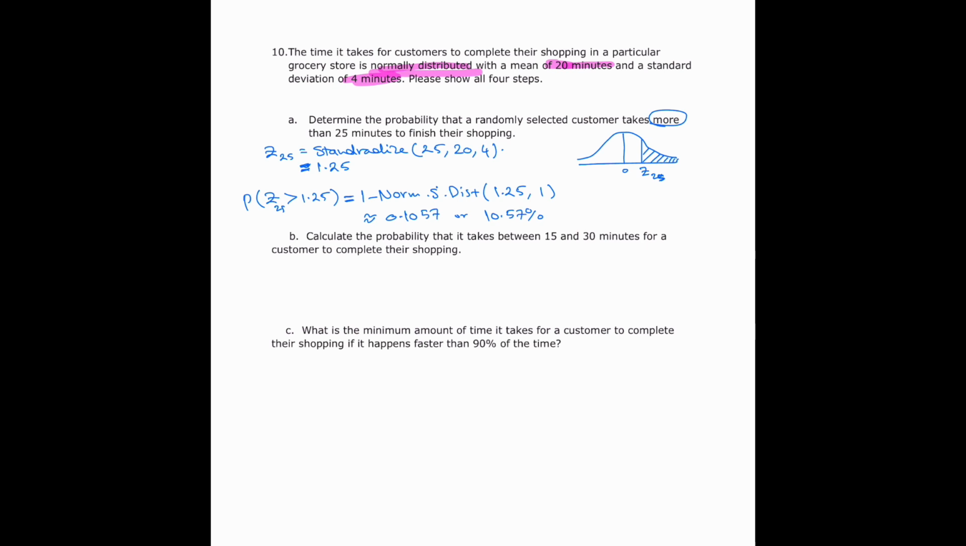B, calculate the probability that it takes between 15 and 30 minutes for a customer to complete their shopping. So again, 15 is less than the mean, which is 20. So I will find z of 15, and then I will find z of 30. And I want the area in between.